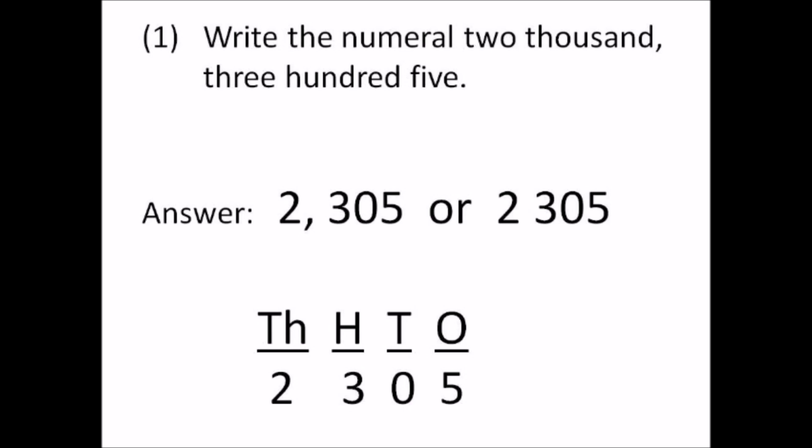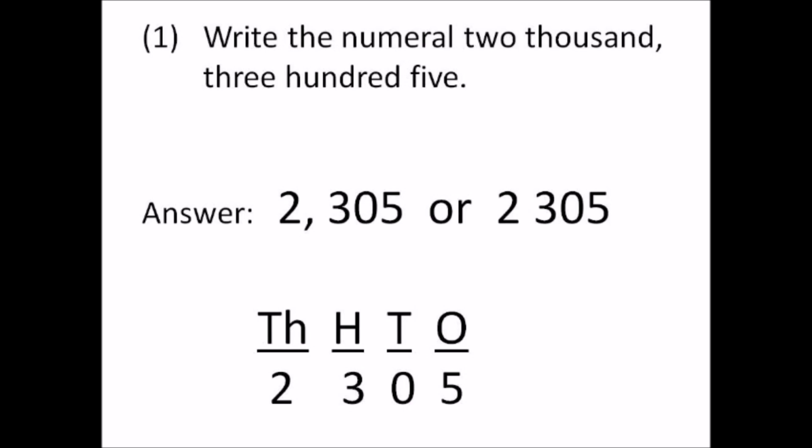If you were unsure, you could have put your place value headings: thousands, hundreds, tens, ones. That's what the TH is for thousands, H for hundreds, T for tens, and the O for ones. Then put your digits under them. And you've seen for the tens, you'd have to put a 0. So the answer can't be 235. No, the answer is 2305.